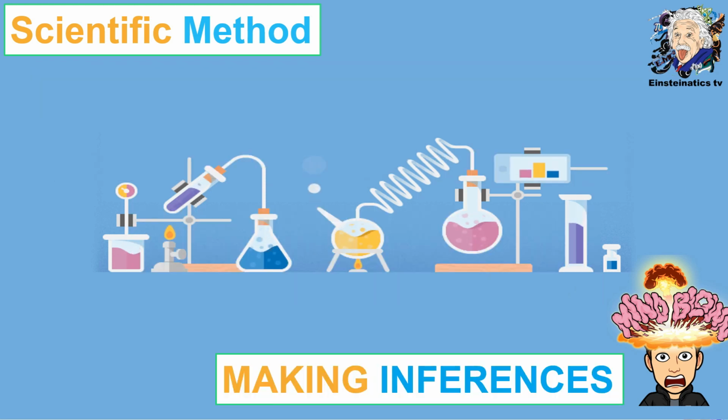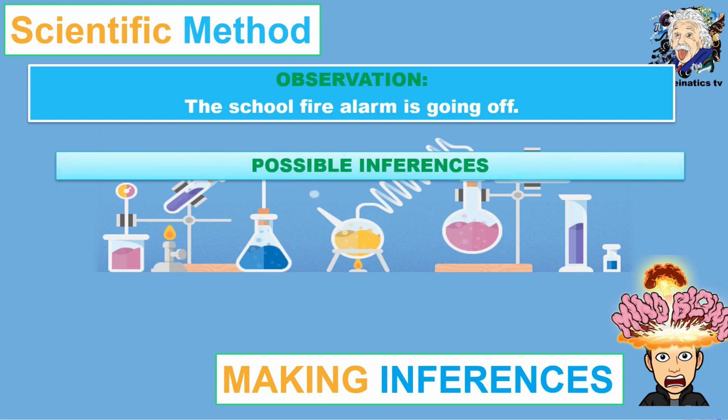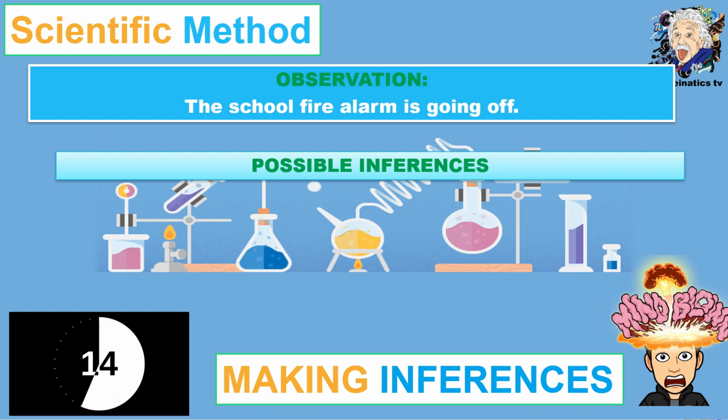Okay, let's proceed with the next one for making inferences. The given observation is that the school fire alarm is going off. What are the possible inferences? So just like the first one, you will only be given 30 seconds for this one.